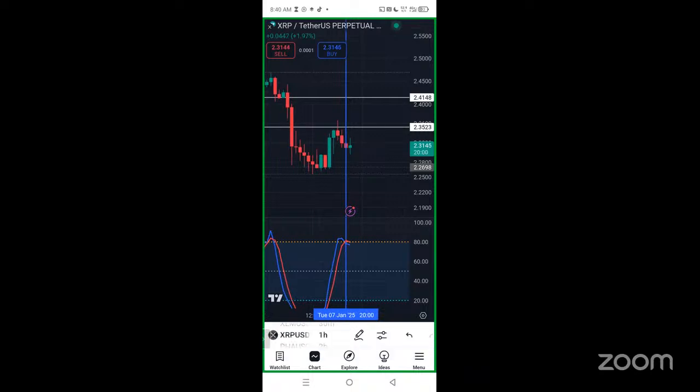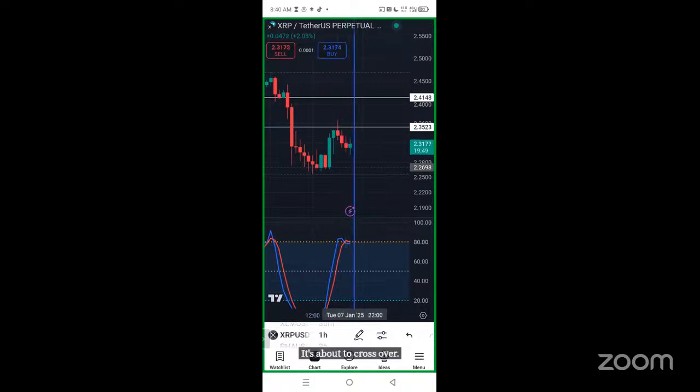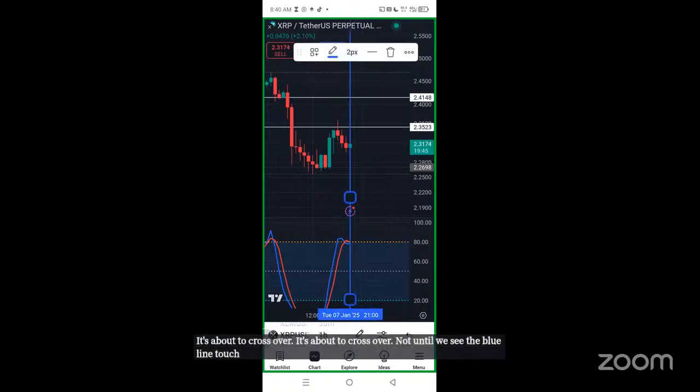It appears the crossover has happened and the market was on the verge of going down, but there's a likelihood that something is happening here. It's about to cross over. Until we see the blue line touch the red line, we are not going to make the mistake of entering the market.